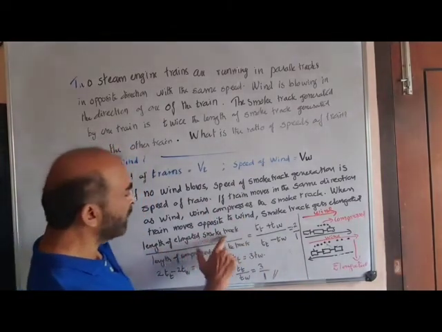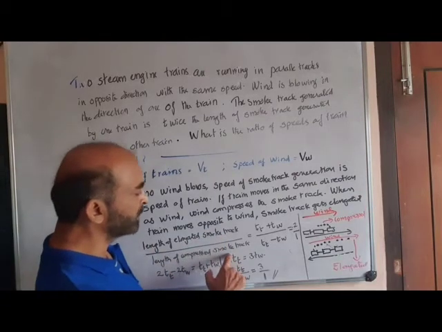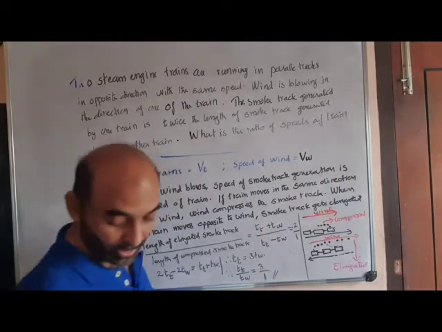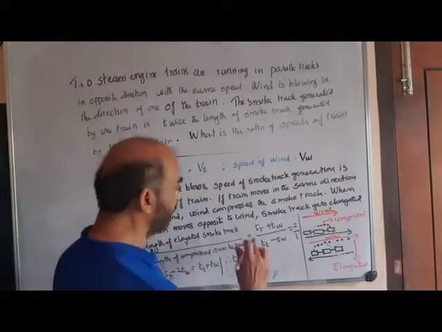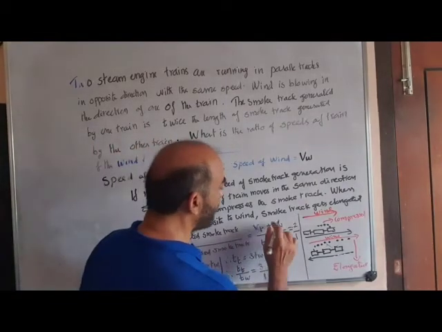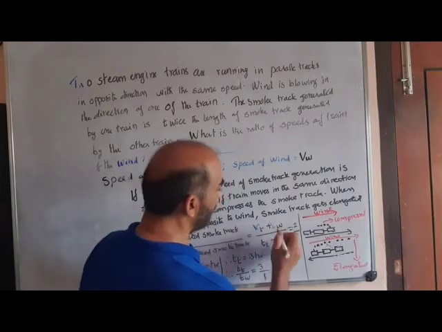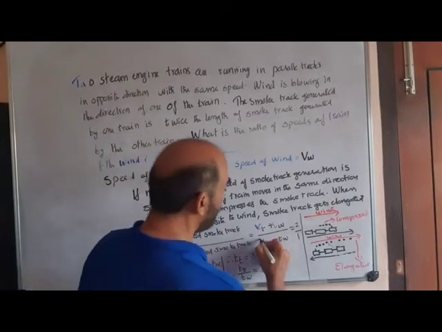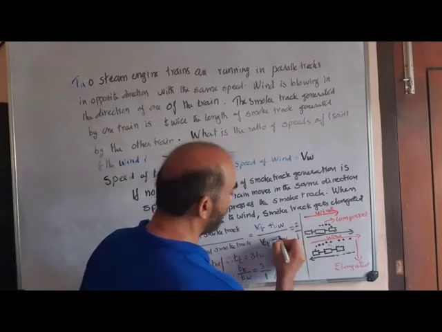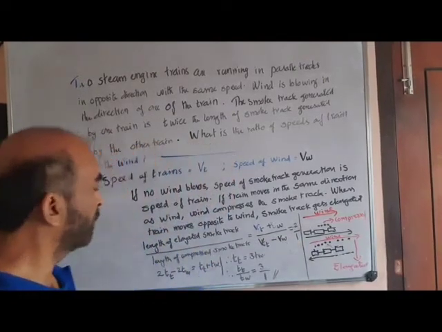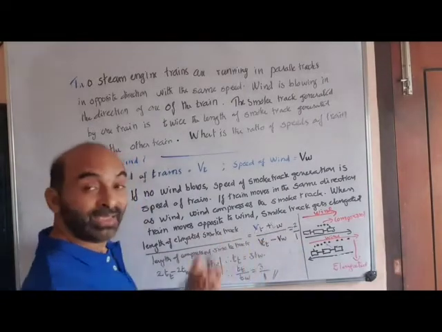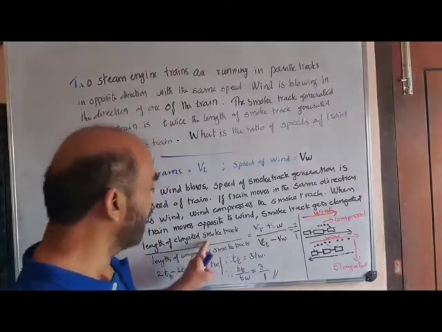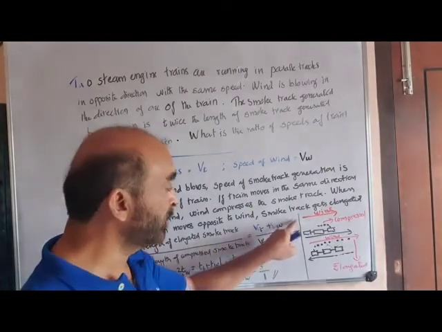Length of the elongated smoke track by length of the compressed smoke track is equal to V train plus V wind divided by V train minus V wind. I wrongly wrote the letter. Okay, but that has been given in the question. Smoke track generated in one case to the other is in the ratio 2:1.